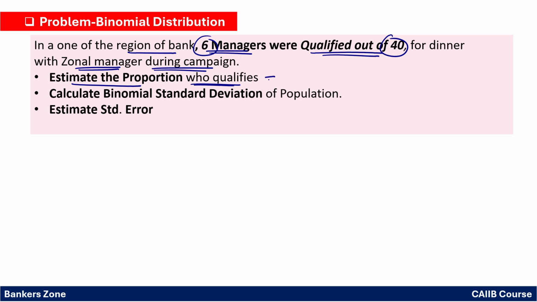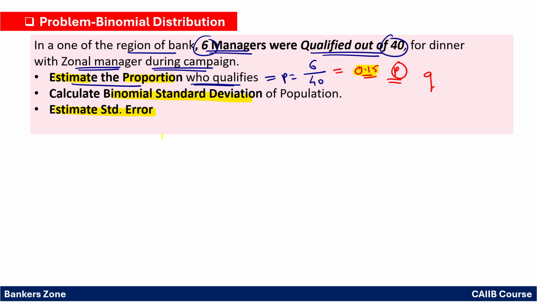Proportion is very simple. 6 are qualified out of 40, so the proportion is 6 out of 40, which is 0.15. This is the proportion of success, the value of P. So for the first question, estimate the proportion: the answer will be 0.15. Now calculate the binomial standard deviation and the standard error.